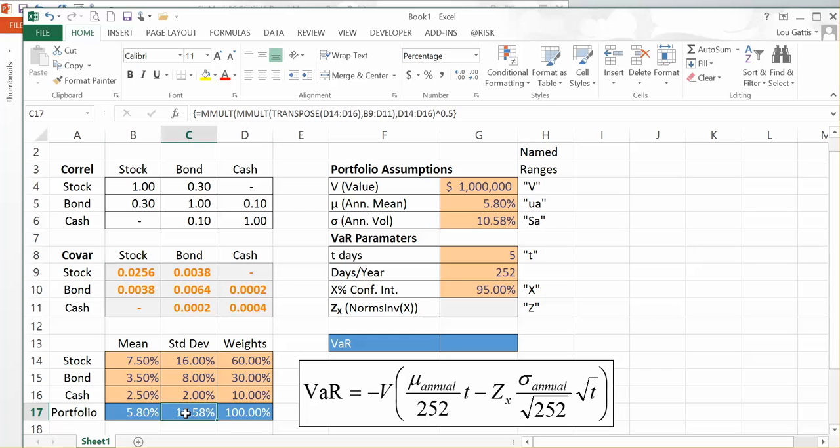I then can calculate the standard deviation of a portfolio of assets. Say we're going to hold 60% in stocks, 30% in bonds, and 10% in cash. The standard deviation of that portfolio is MMULT transpose W S W to the 1/2 power, meaning it's a matrix operation where I take the transpose of these weights times the covariance matrix and the weights again.